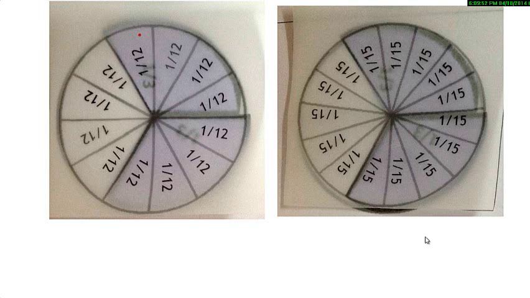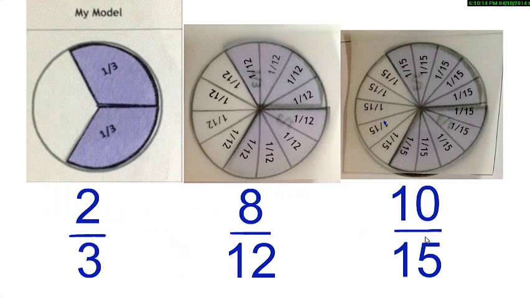So right here we have 1, 2, 3, 4, 5, 6, 7, 8. So this fraction is 8 by 12. Here we have 1, 2, 3, 4, 5, 6, 7, 8, 9, 10. 10 by 15. So, can we say 2 by 3 is equal to 8 by 12 is equal to 10 by 15? We have found two equivalent fractions of 2/3.